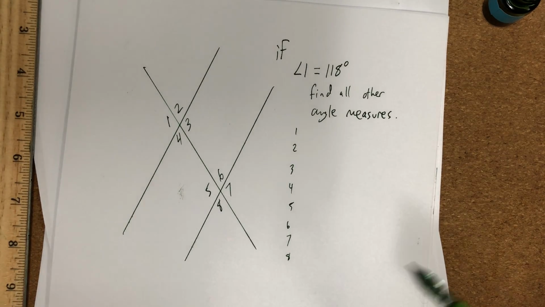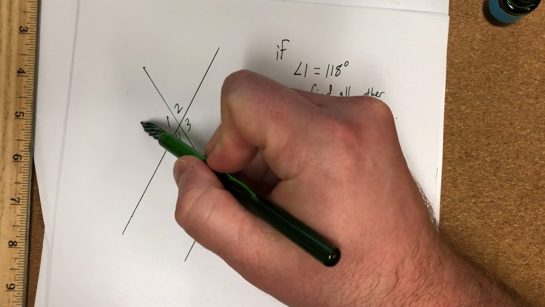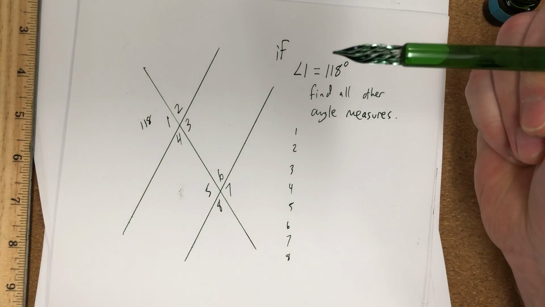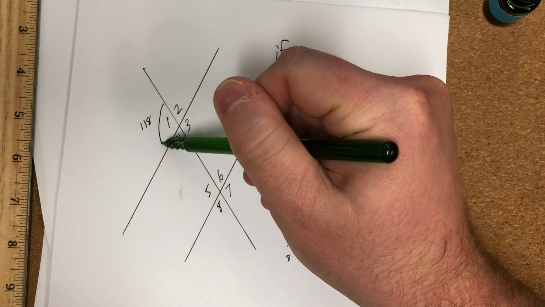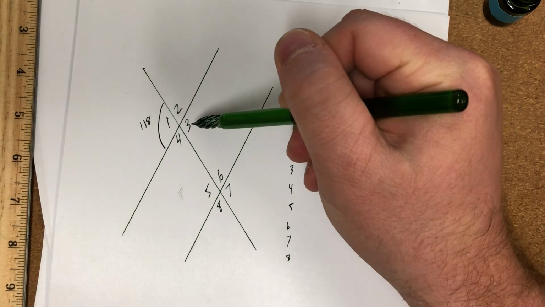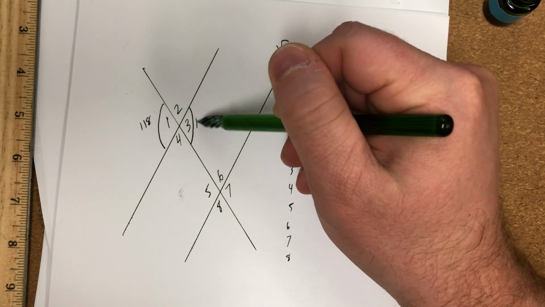All right, so here's our problem. If angle 1 is 118, let me mark that up. So that's 118. Let's find all other angles. Let's see. Well, I know 3 is equal to it, right? Because 3 is a vertical angle, so we know 3 is also 118.